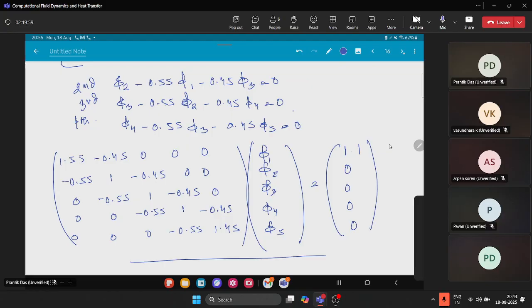Is it clear to all of you? Yes, sir. So this thing you have to do, and then you put that in the equation itself, and then you solve it by any kind of iterative method. Is it clear to all of you? Do you have any questions?